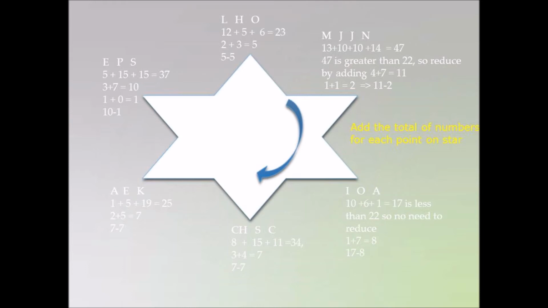I'll give you another example that's slightly different. Look at the bottom point on the star, the most southern bottom point. We've got CH, S and C. The numbers are 8, 15, and 11. When added together, we get 34. That's above 22, so we need to reduce it. 3 plus 4 is 7. Again, what's the right-hand number? There's nothing to add it to, so it's just 7. 7, 7 is the number pair. So carry on with the rest of these for your own name, and we'll complete with the actual final table on the next slide.